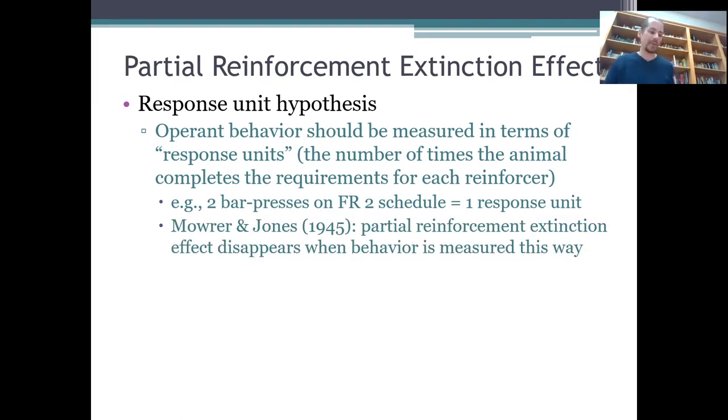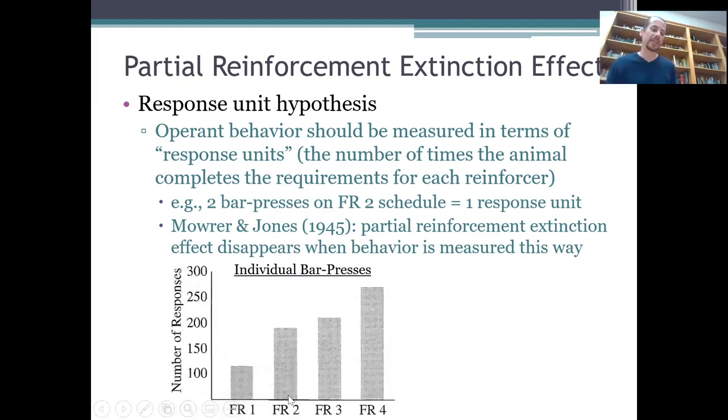Okay, so that's what these guys, Maurer and Jones, originally reported in an experiment where they trained different rats to press bars on different schedules. So some rats were on an FR1 schedule, so they were continuously reinforced, and others were on either an FR2, FR3, or FR4 schedule. Okay. And then later they switched all the rats over to extinction, and they measured the number of times that the rats pressed the bar during extinction. They got the results that you're seeing in this graph.